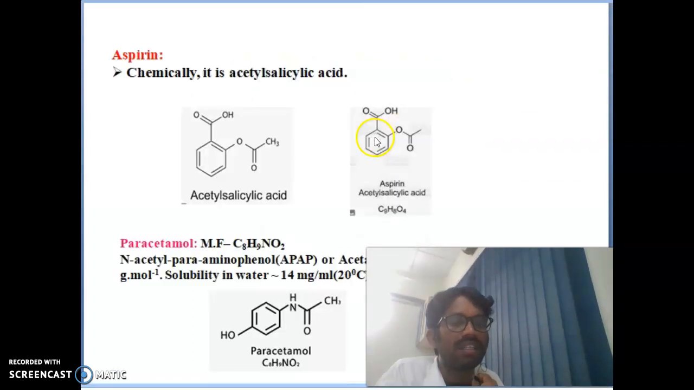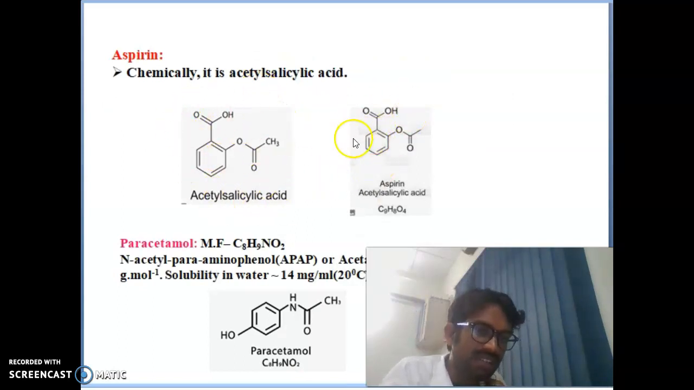This is the Riemann-Tiemann reaction. Next one, aspirin. The chemical name is acetyl salicylic acid. You will call it acetyl salicylic acid. This is the structure, and you can write it in this format also.